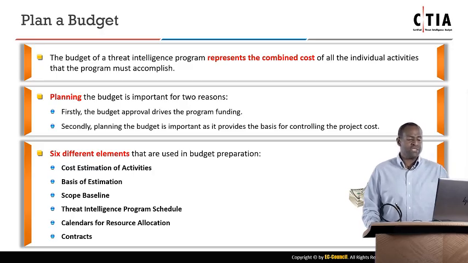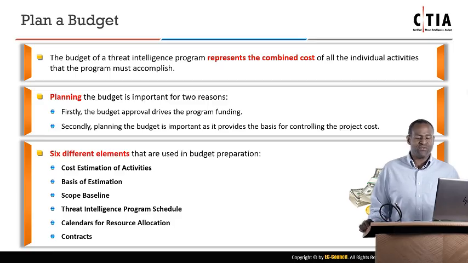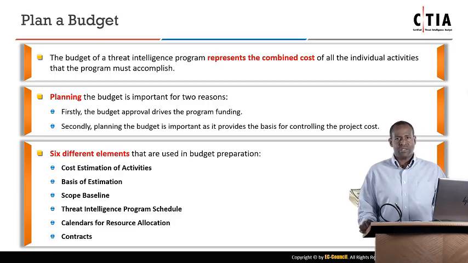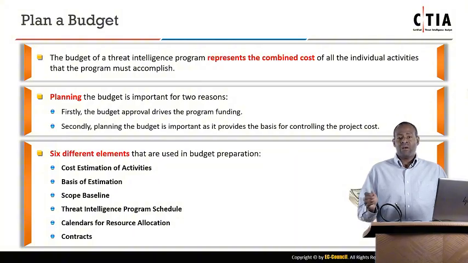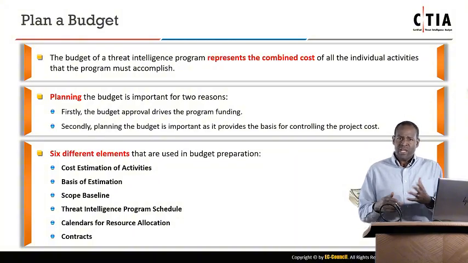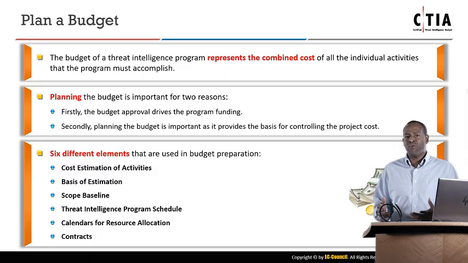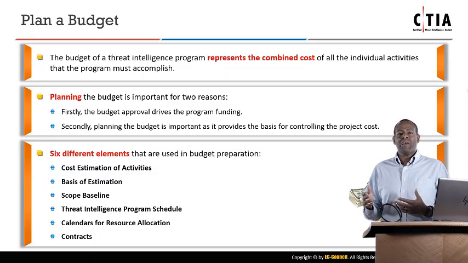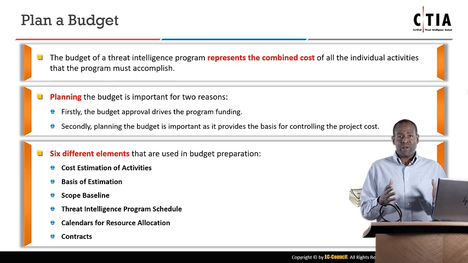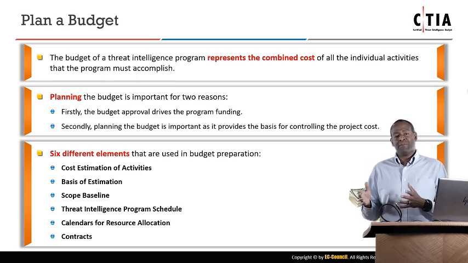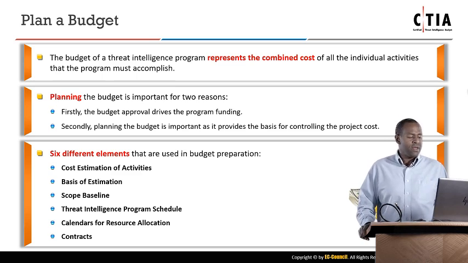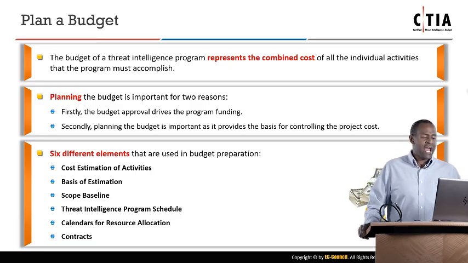Secondarily, planning the budget is important as it provides the basis for controlling cost. Without a budget, costs will rise. There could be an initial estimate, and then, well, we don't have a budget, so if we need to add another resource, let's just do that and we'll pay for it. Looking back, you may have estimated that you were going to spend X amount, but ended up spending a lot more. So we need to make sure that we have a budget.